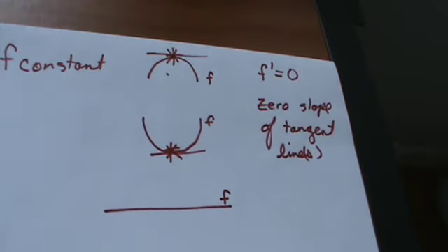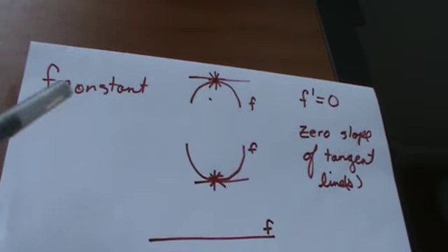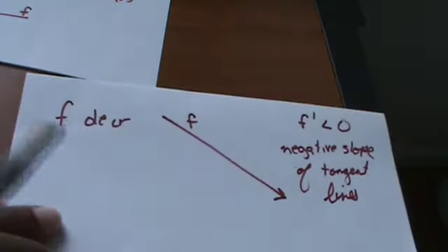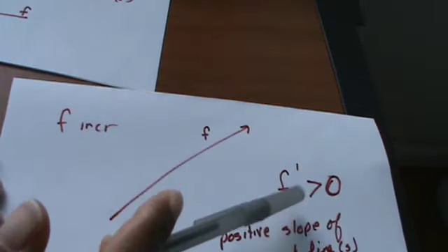Okay, you need to make note cards where on one side it says F constant, the other side F prime equal to 0, right? Just so that you'll have an easier time code switching. F decreasing on one side, F prime negative. F increasing on one note card, the other side of that note card says F prime positive.